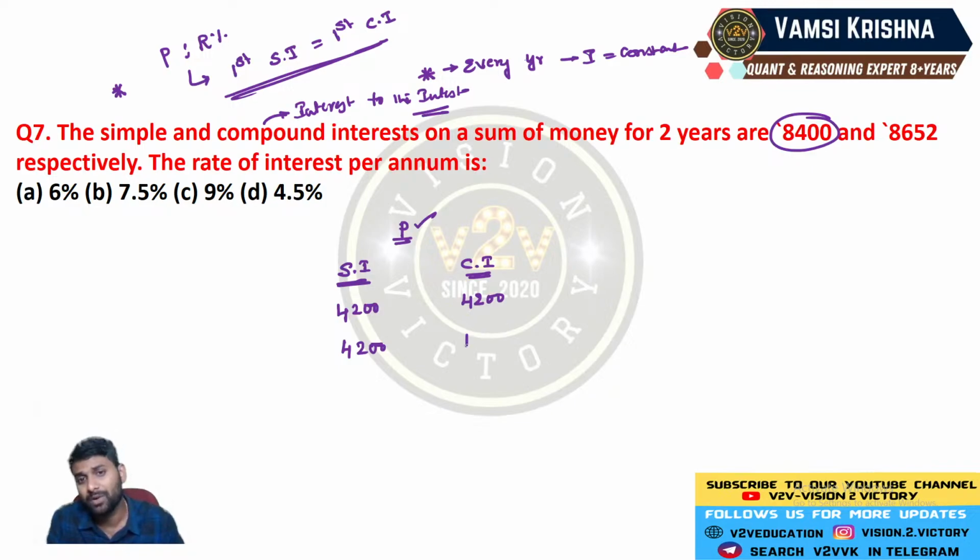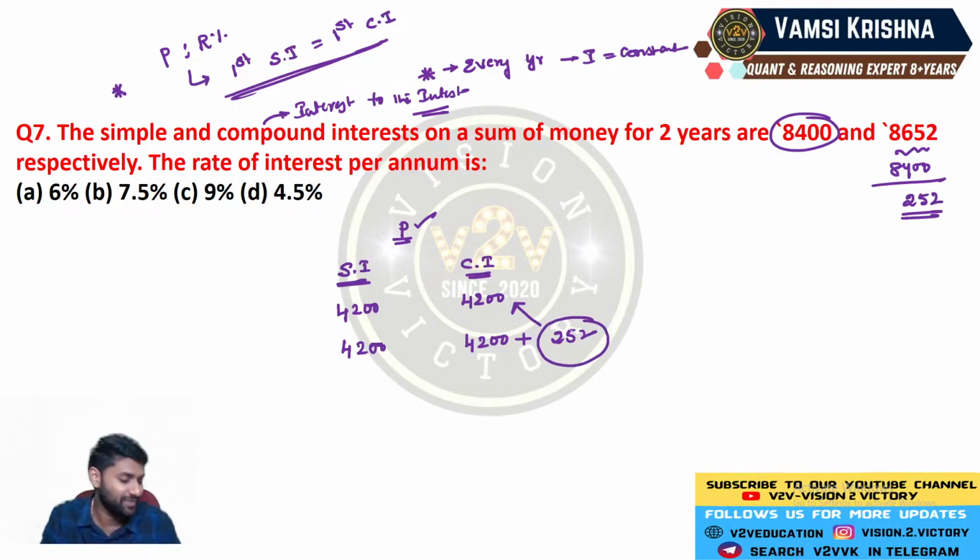Now, second year compound interest means interest on the interest. Why? Because the 4,200 interest is based on the principal, but in the second year you have to pay interest on the previous interest. Interest on the previous interest is the excess value. What is the excess value here? If you subtract 8,400 from 8,652, the excess value is 252 rupees. Now we identify that these 252 rupees is the interest on the interest, our rate of interest value.